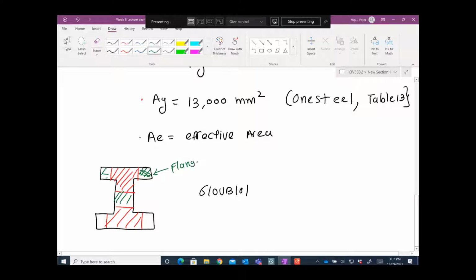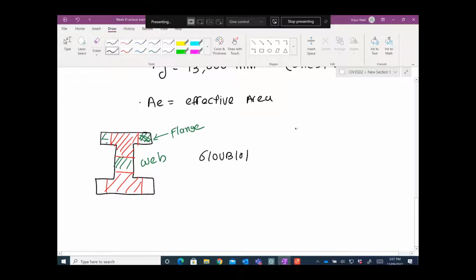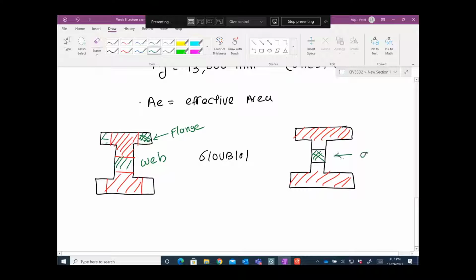flange, and this is web. Sometimes it may happen that your flange is fully effective, that the buckling does not happen, which is good. And only this part will buckle. These parts need to be cancelled. Only web buckles. We don't know, we need to check.